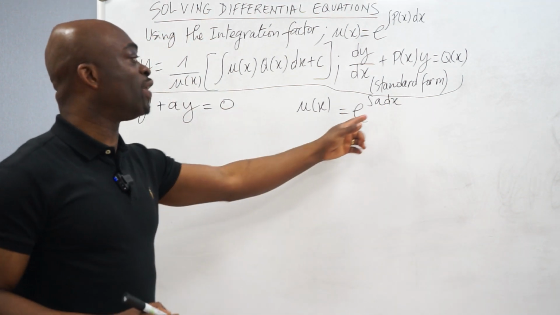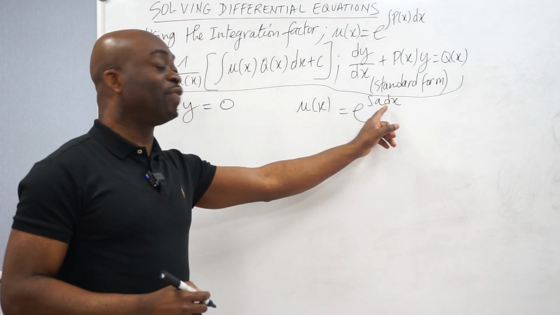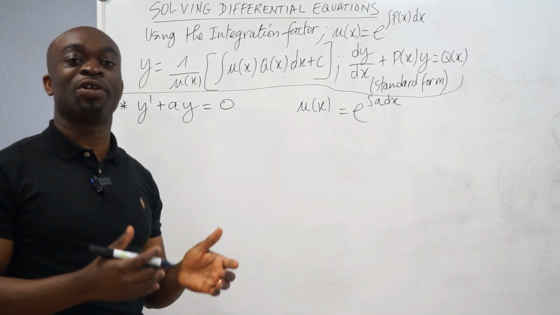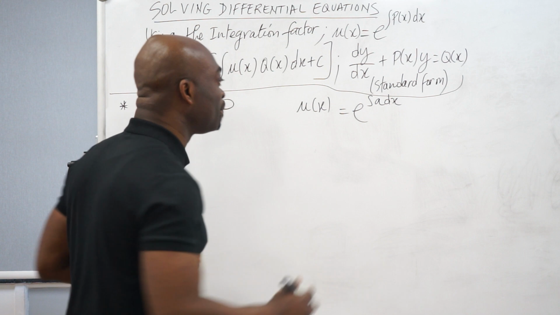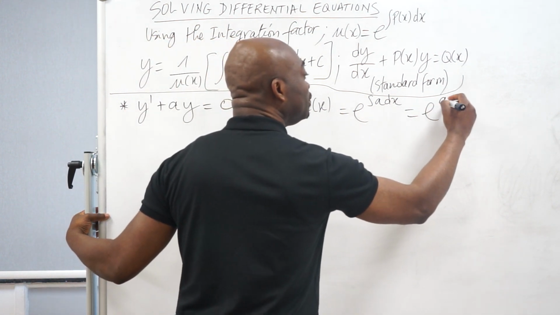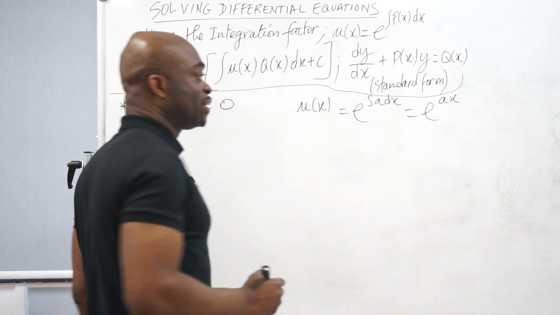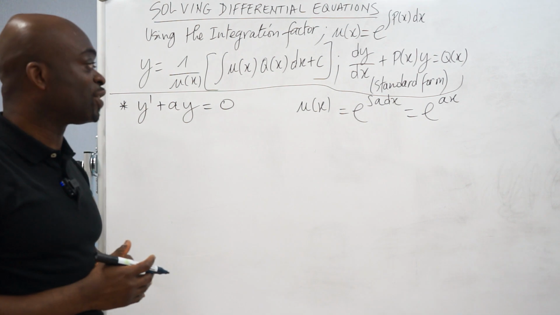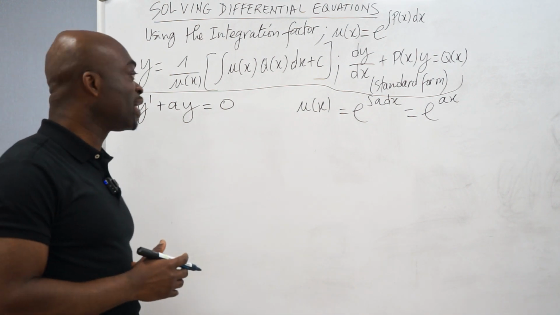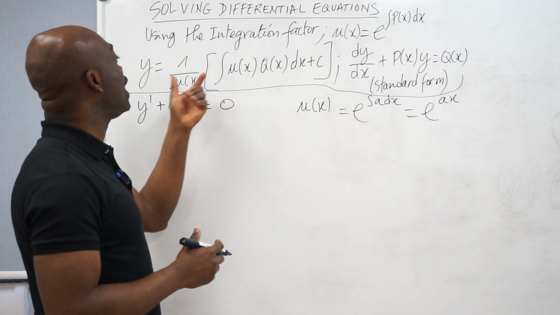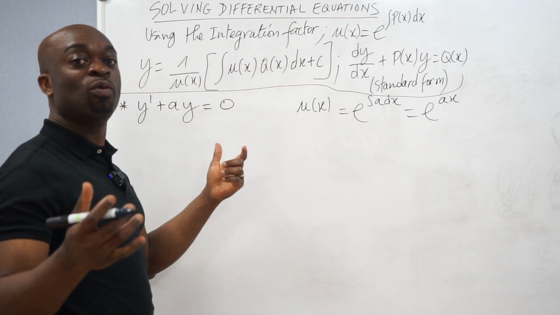So that means we have to find the integration of a. And what is the integration of a? a is just a constant here, so that will give us ax. So that will be equal to exponential ax. That's what we have in this case. So what's going to happen then? Now we have the u of x, so we can plug it back in here and work it out.